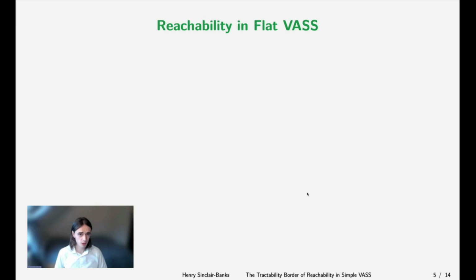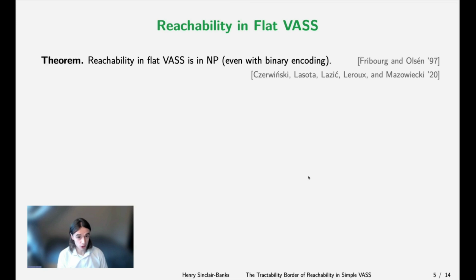Okay, and in this presentation, we're going to focus on the reachability problem in flat VAS, and this flat restriction indeed makes the reachability problem much more tractable. In fact, for any dimension, and regardless of whether you encode the integer labels in unary or binary, reachability is in NP. This work can be found as early as 1997, but this kind of phrasing in terms of flat VAS has perhaps only more recently been written down.